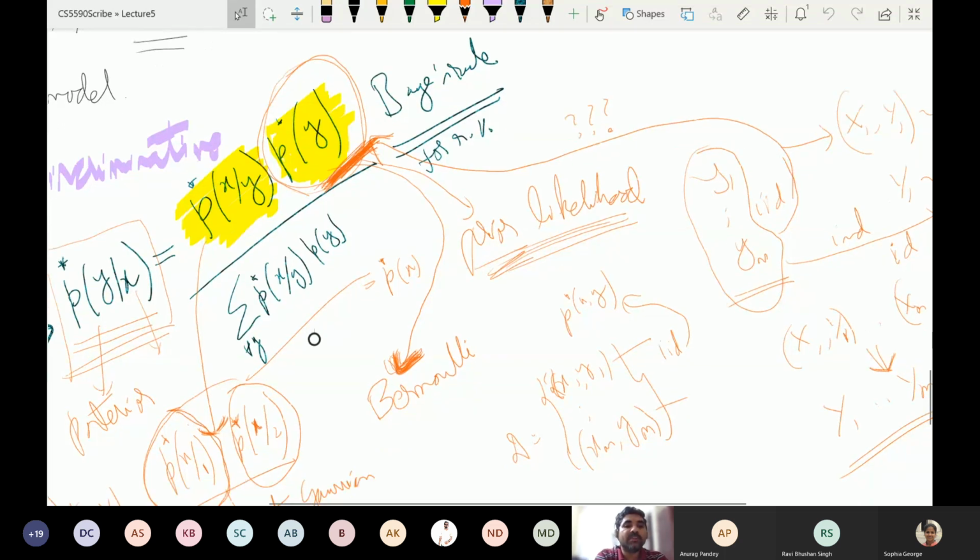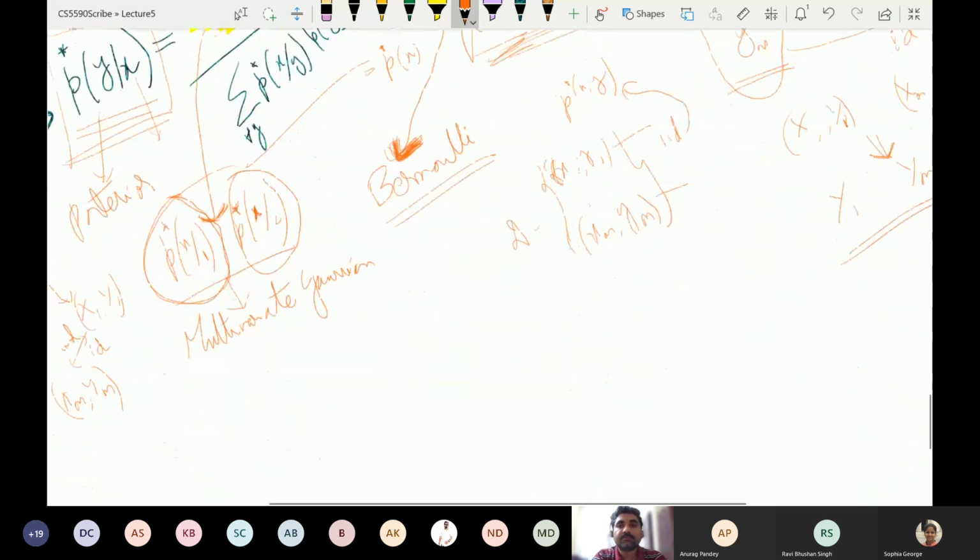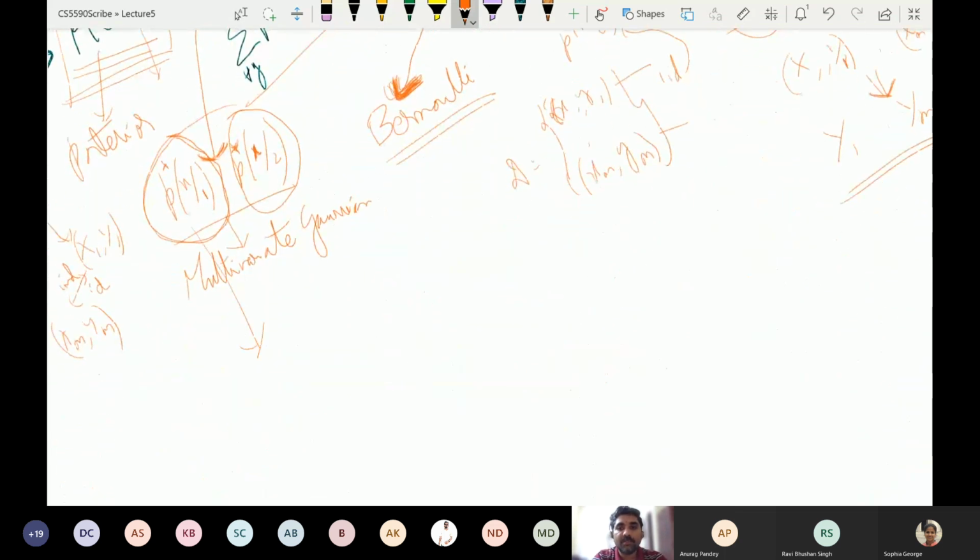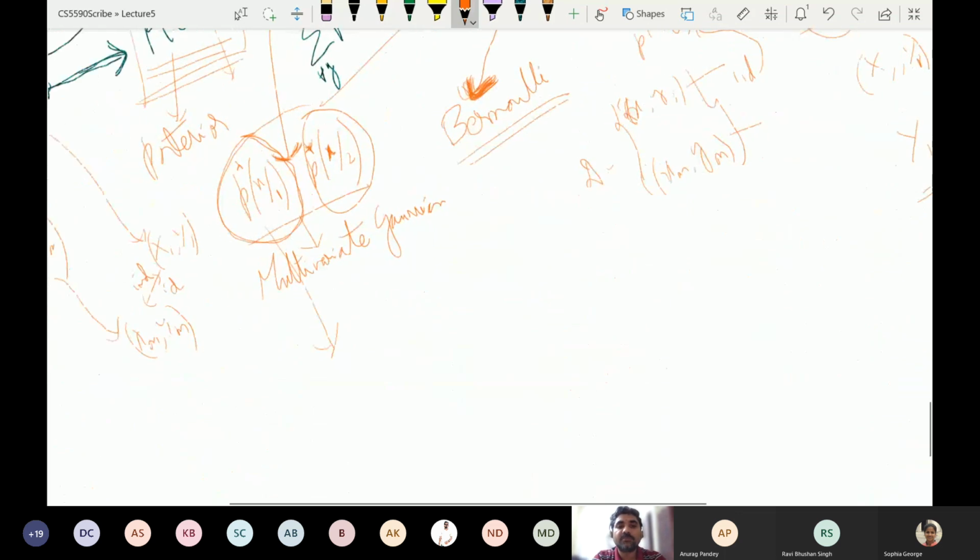Now, how will you estimate P of x given 1? Again, you have to use training data, but which part of the training data will you use?